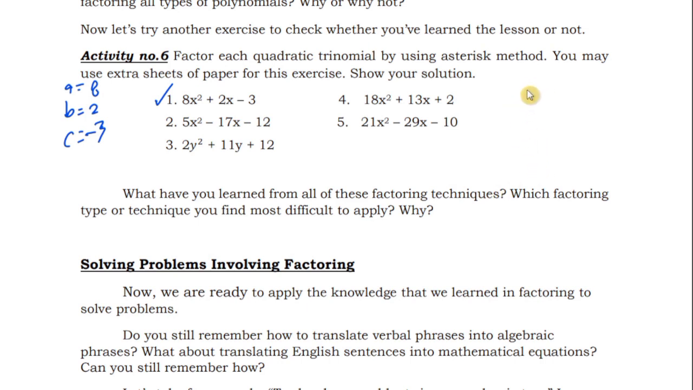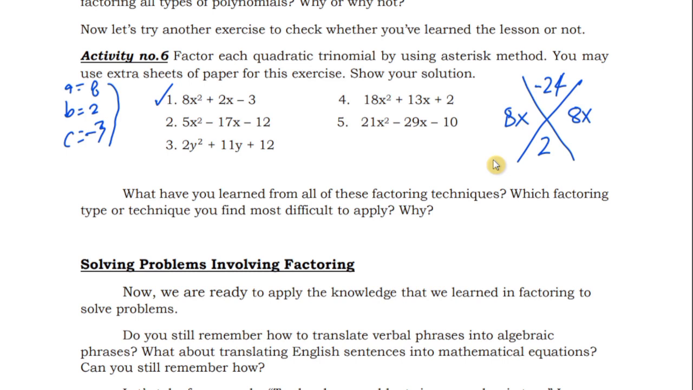Okay, so we have now here 8x, 8x here. Multiply 8 and negative 3, so 8 times negative 3 is negative 24. Then copy the 2.